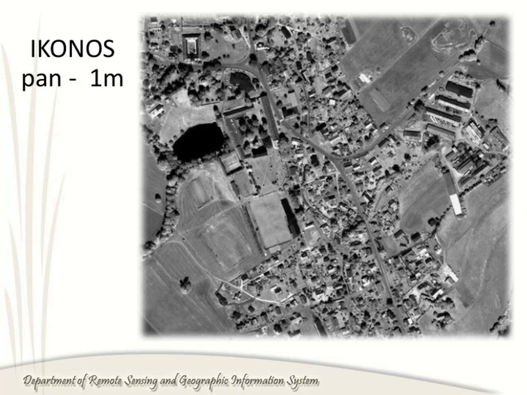Let's take a closer look at the IKONOS-PAN image, which has a resolution of 1 meter. This means that each pixel in the image represents a 1 meter square on the ground. Such high resolution allows us to see quite a bit of detail, making it extremely useful for a variety of applications, from urban planning to environmental monitoring.